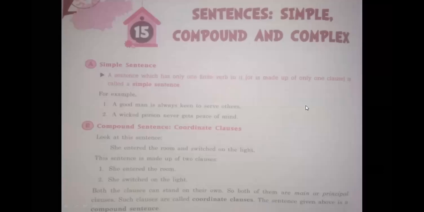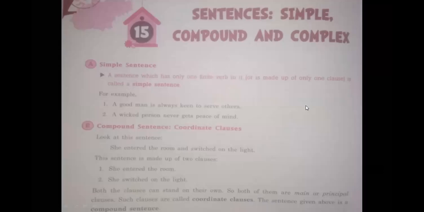See, students, a wicked person never gets peace of mind. So what we get here is that a wicked person never gets. Gets is the finite verb. So what we understood, students, is that we have one finite verb in each of these sentences, right? So when you get one finite verb in a single sentence or clause, that becomes a simple sentence.